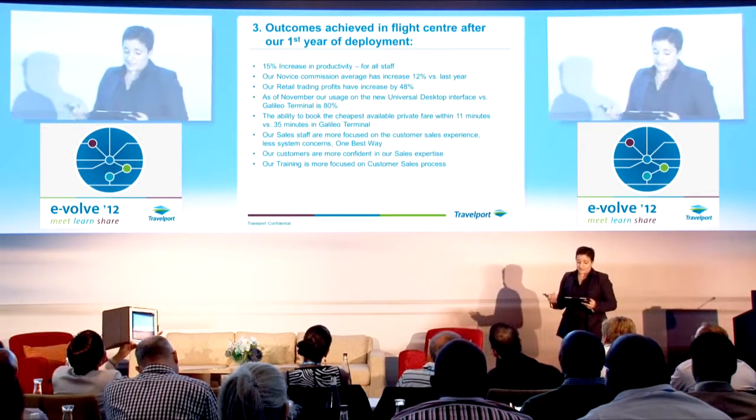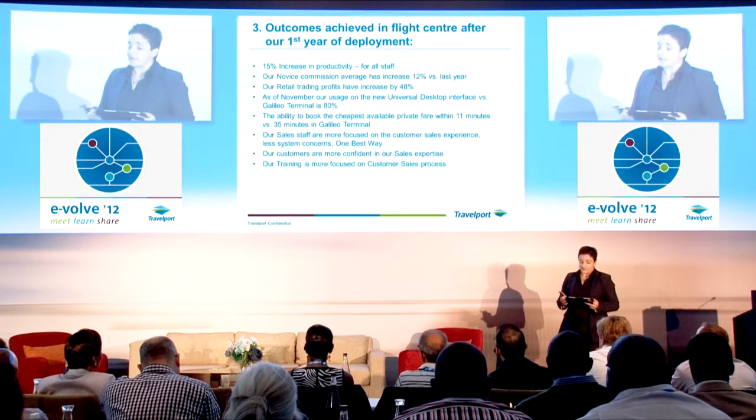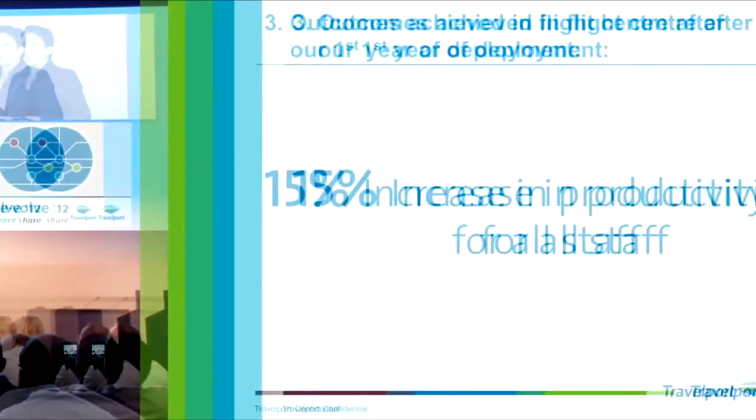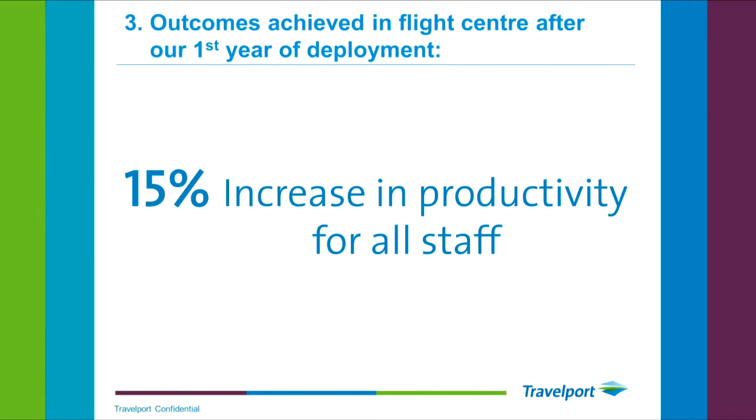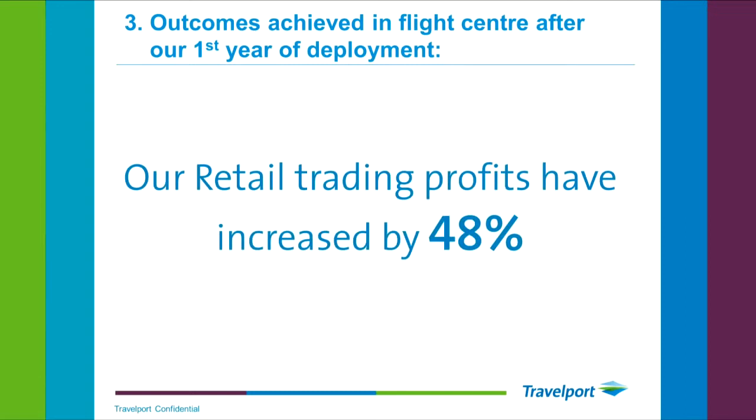The key outcomes and objectives were clearly owned, clearly delivered, and clearly understood by the executive team. We've shown a 15% increase in productivity overall. Our novice commission average has increased by 12% versus last year and is the highest since 2008. Our retail trading profits have increased by 48%.